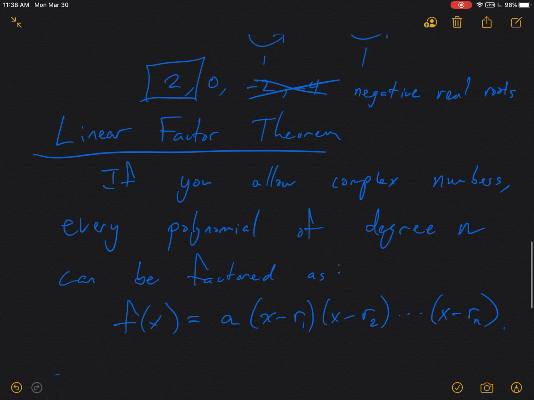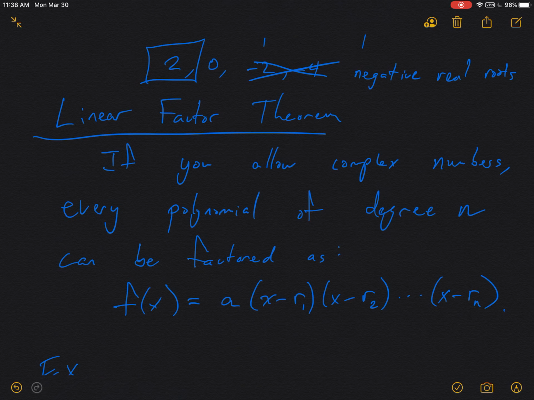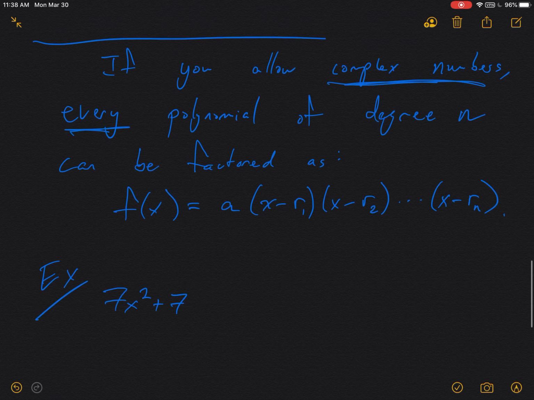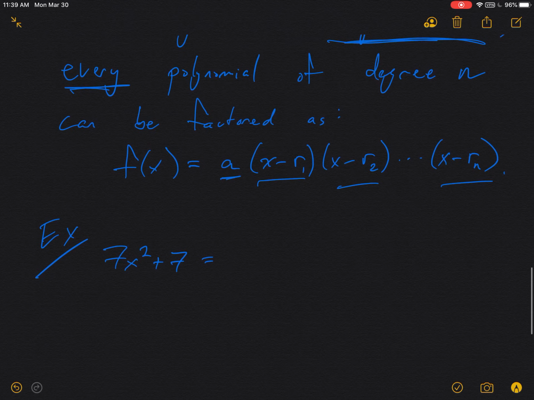And then the last theorem that we're going to look at in this set of notes is called the linear factor theorem. All that this says is that if you allow complex numbers in your factorization, then every polynomial of degree n can be factored as a product of these n linear factors. So x minus the first root times x minus the second root, and so on, all the way down to the nth root. And then this a out here is, as usual, the lead coefficient. So let's just look at a quick example of that.